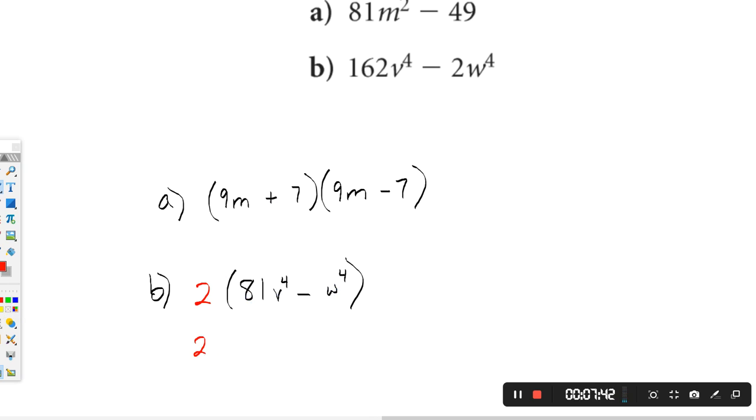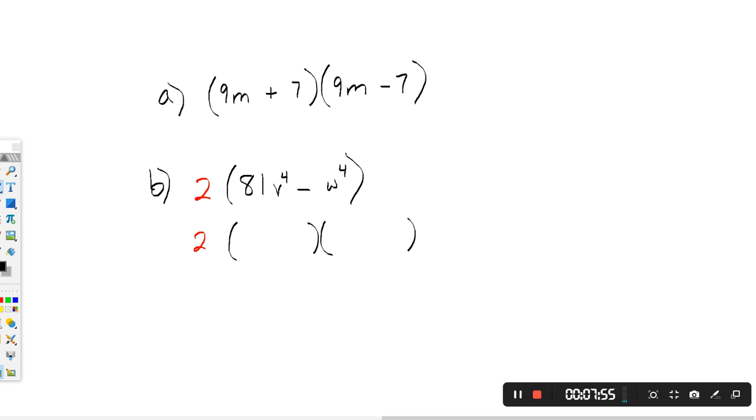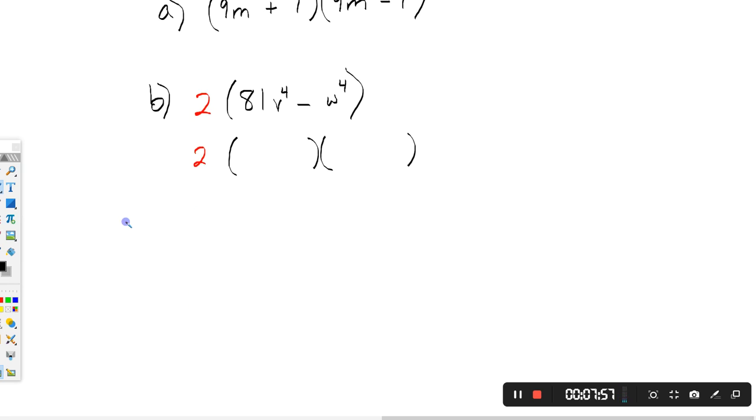So I'm going to put my 2 still there. Do not lose that 2 along the way. Every line has to be equal to the previous one. And now I'm going to do difference of squares. Move my screen down. So square root of 81 is going to be 9. So I have a 9 here and a 9 here. Square root of v exponent 4 is going to be v squared. Square root of w exponent 4 is going to be w squared.